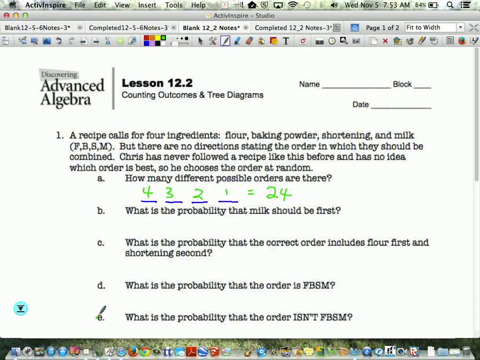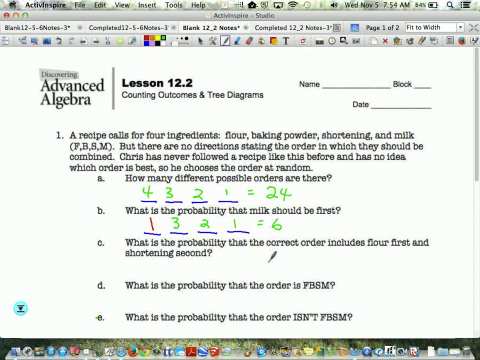Now, what is the probability that milk should be first? So we have the same type of problem, but in this case they're telling us that milk has to go first. So how many choices do you have for the first ingredient? 1. Now, they don't care what ingredient you use next, so then that one's 3, 2, 1. Multiplying by 1 doesn't change it, so then times 3 is 3, times 2 is 6. And so you end up with 6 different choices.